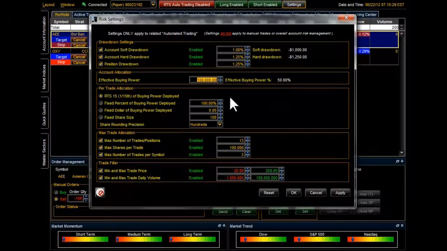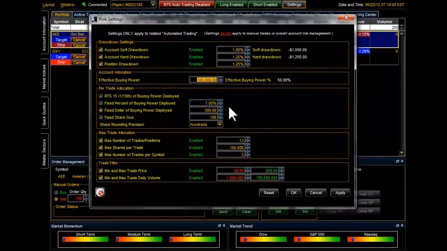Okay, the next one down is fixed percent of buying power deployed. This allows you to select a certain percentage you want RTS to use of your effective buying power per trade. The next one is fixed dollar of buying power deployed. It's very similar to the one above it. The only difference is we're using a fixed dollar amount rather than a percentage. And remember, this is a fixed dollar amount per trade of your effective buying power.